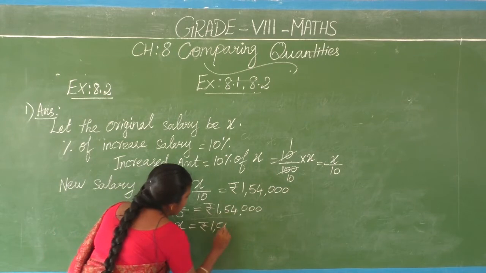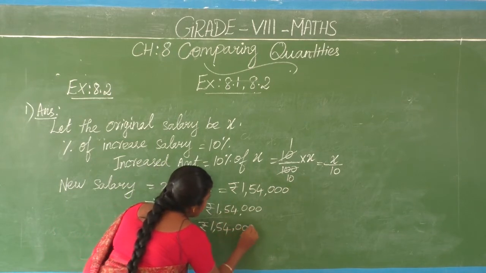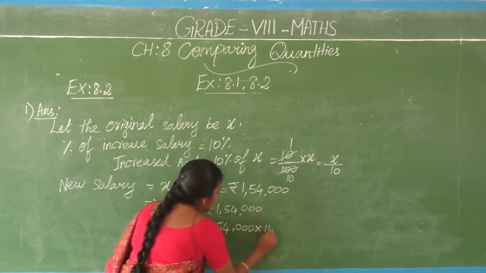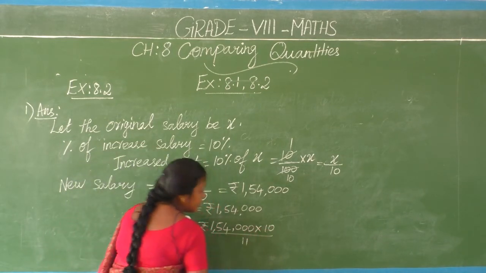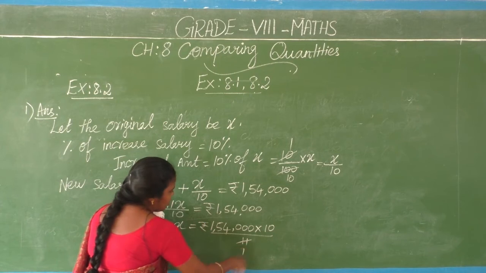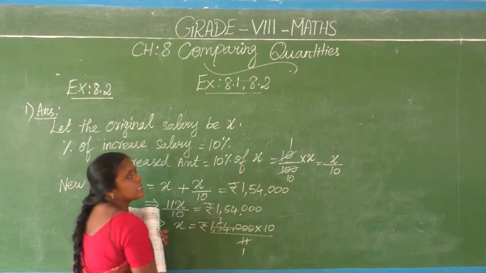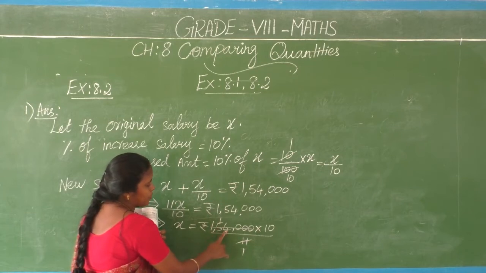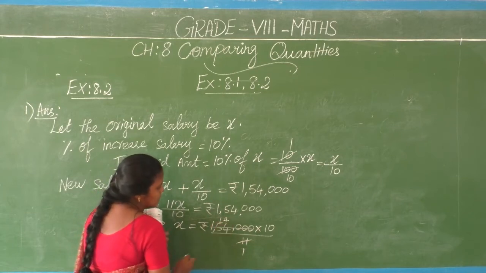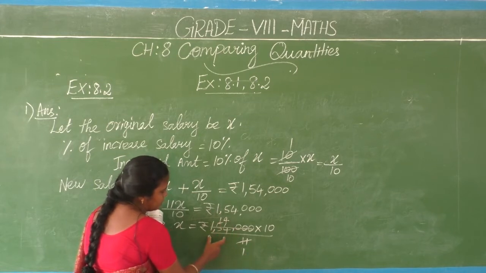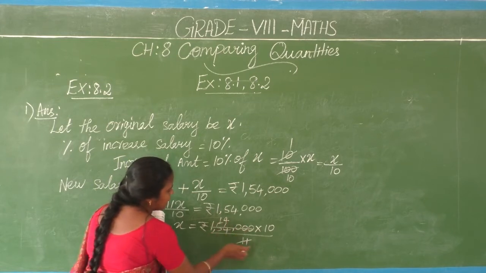So 1,54,000 into 10 by 11. Simplify. 1 11 is 11. In 15, 1 11 is 11, remainder 4, then 44, 4 11s are 44. So 14. 1 11 is 11, 14 11s are 154. So 14 into 1000.